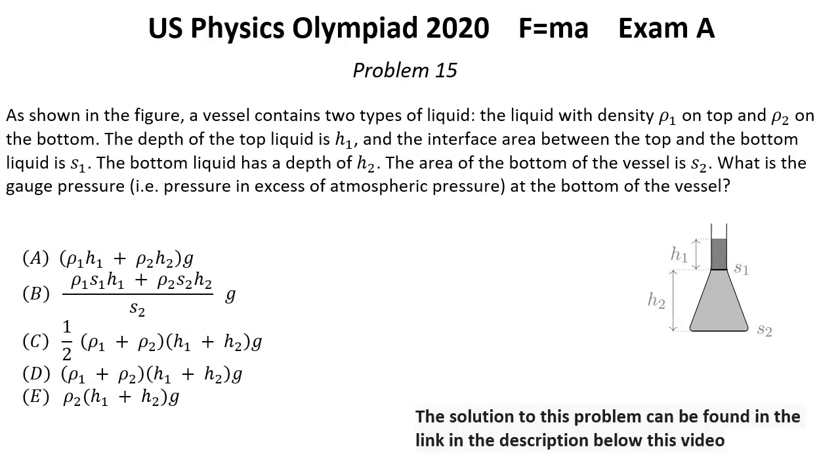The area of the bottom of the vessel is S2. What is the gauge pressure, in other words, the pressure in excess of atmospheric pressure at the bottom of the vessel?